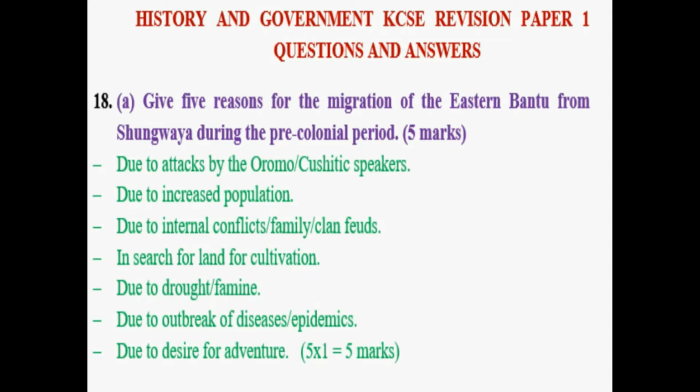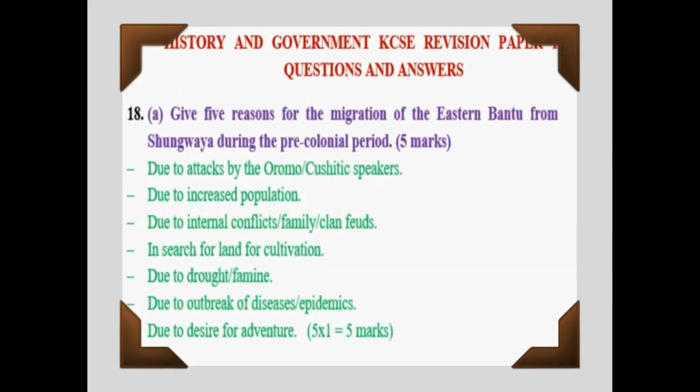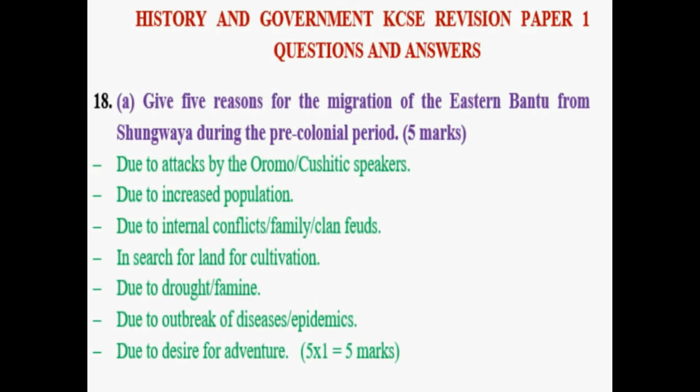Then we have, they were looking for land for cultivation. Next, they encountered drought and famine. Then next, due to outbreak of diseases and epidemics. And then the last one, due to desire for adventure. These people were adventurous. They wanted to know geographical areas close to them, and therefore they decided to move.